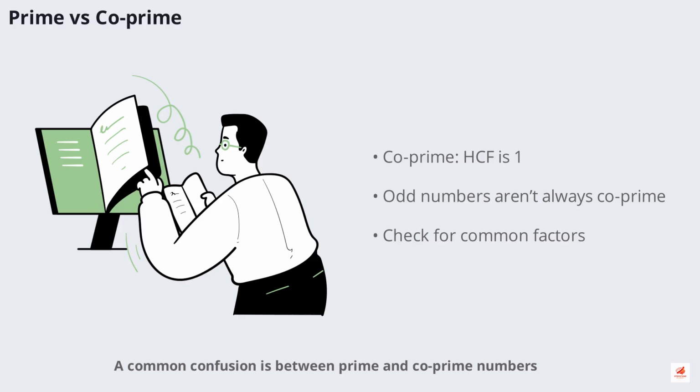A common confusion is between prime and coprime numbers. Just because 2 numbers are odd doesn't mean they're coprime. For example, 15 and 21 are both odd, but they share a factor of 3, so they're not coprime. Coprime means their HCF is 1. Understanding this distinction is crucial for solving factor and divisibility problems accurately.